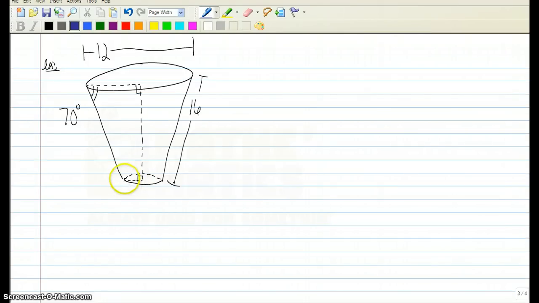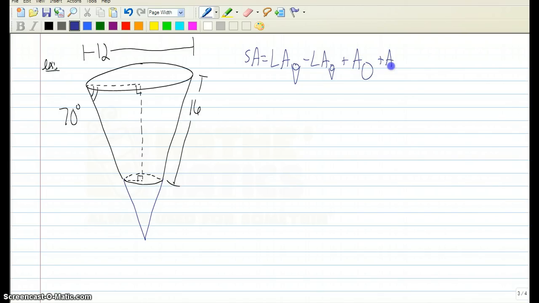To find the surface area for this frustum, we're going to extend those two segments down, and the total surface area then is the lateral area of the big cone minus the lateral area of the small cone, plus the area of the big circle on top plus the area of the small circle on the bottom. To find some of these lengths, we're going to need to look at the cross section.